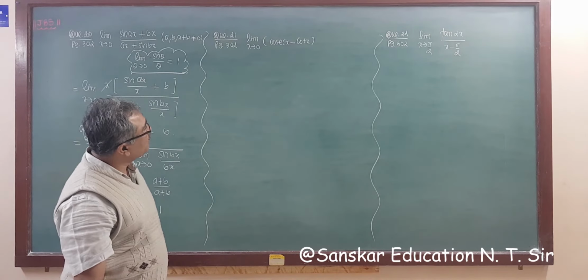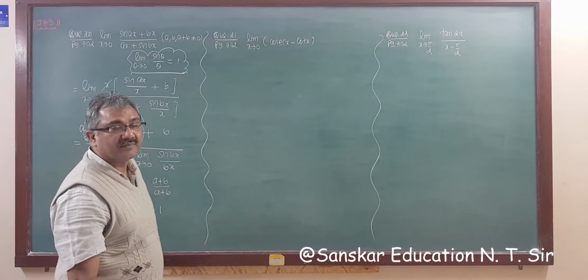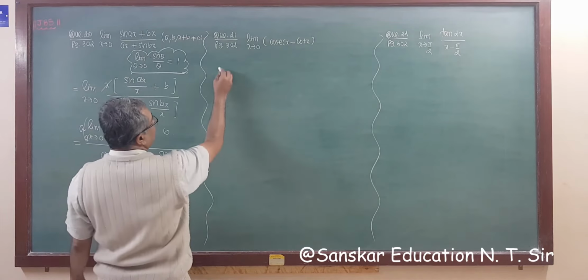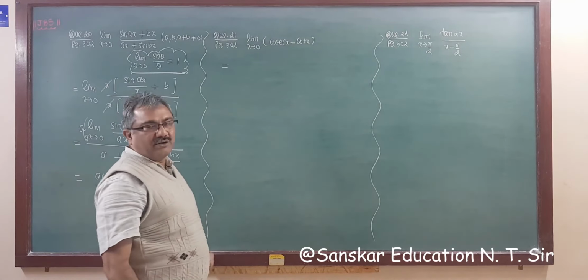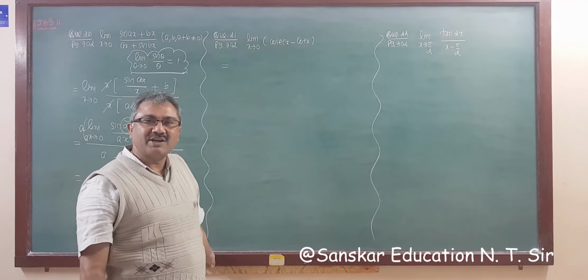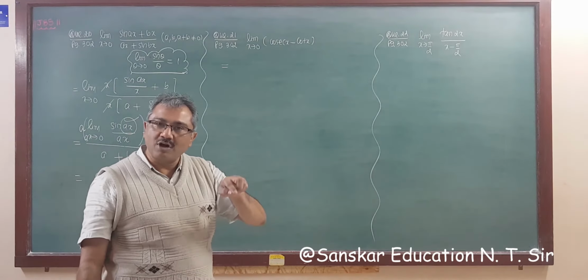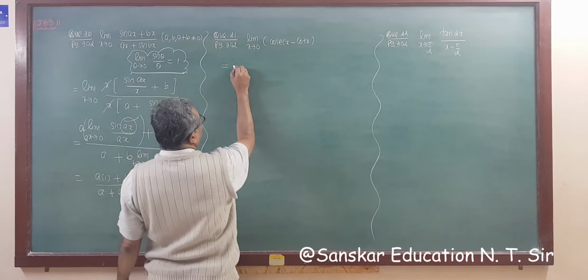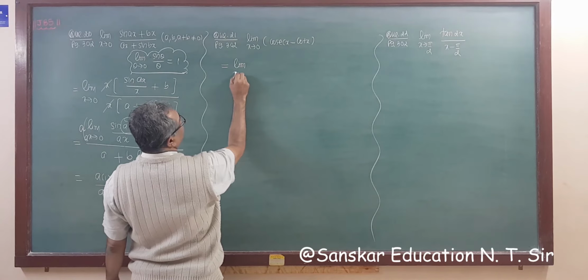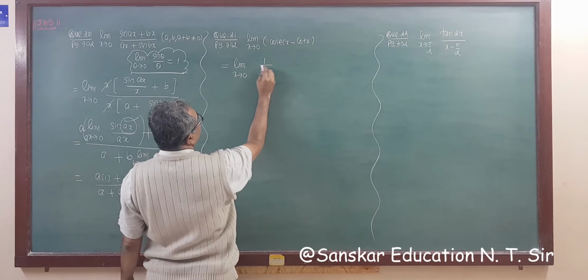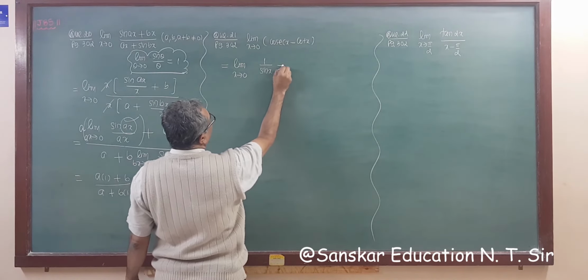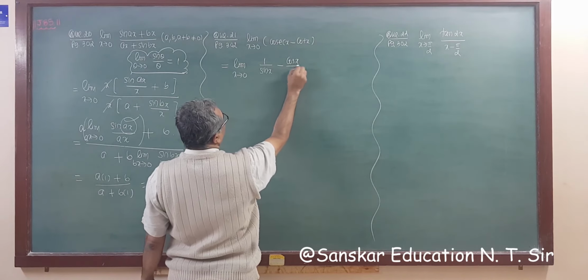Now second question is question number 21, page 302. Limit x tends to 0, cosec x minus cot x. So there is no formula for cosec and cot. That means we have to change into sin and cos, right? So changing into sin and cos, we get limit x tends to 0, this is 1 upon sin x minus cos x upon sin x.